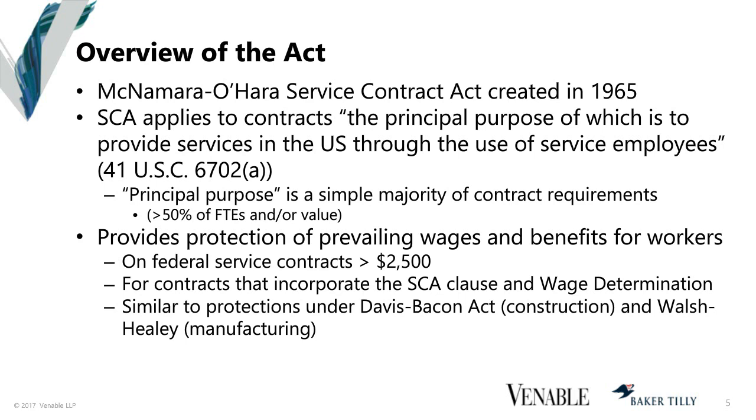It was created in a period where there was a perception in Congress that contractors from outside a local area were coming in and depressing the wages by underbidding the labor market as it stood there. And so Congress wanted to provide protection of prevailing wages and benefits for the workers. It applies to federal service contracts that are greater than $2,500. And the contracts need to incorporate the SCA clause as well as the wage determination. It is very similar to protections that you'll see under the Davis-Bacon Act, which is for construction, and the Walsh-Healy Act, which is for manufacturing.